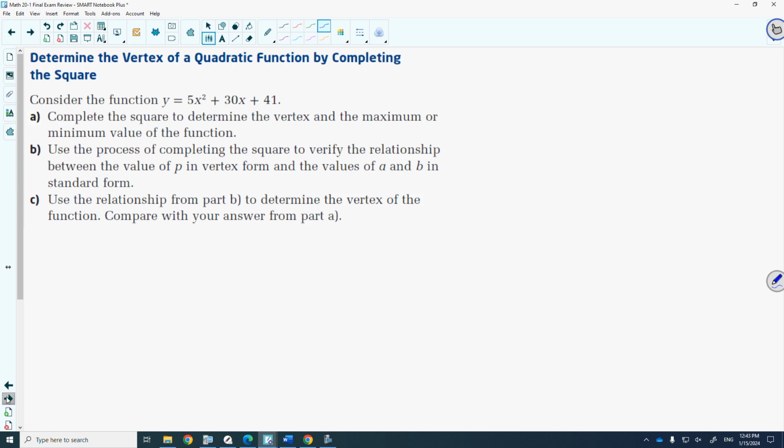This one, just write homework. There are no fractions for this one, so this should be a nice, easy one to do. And again, really, I would just want A. Can you put this into vertex form?